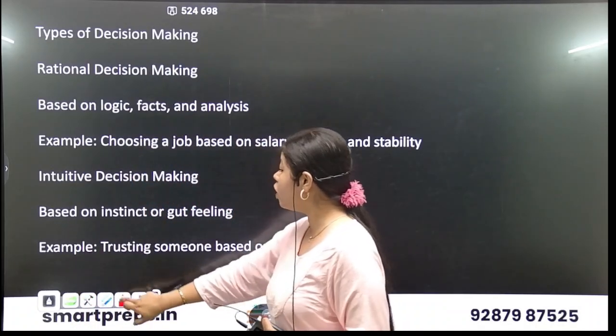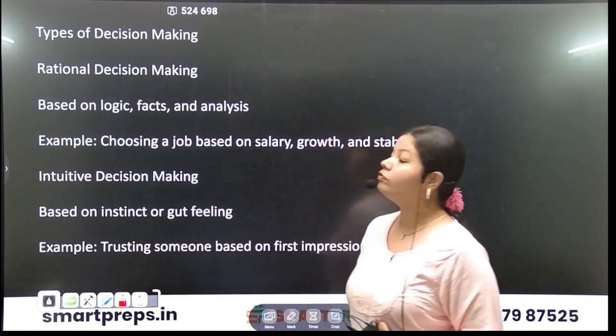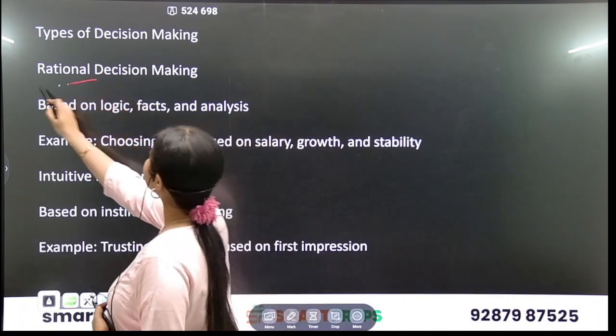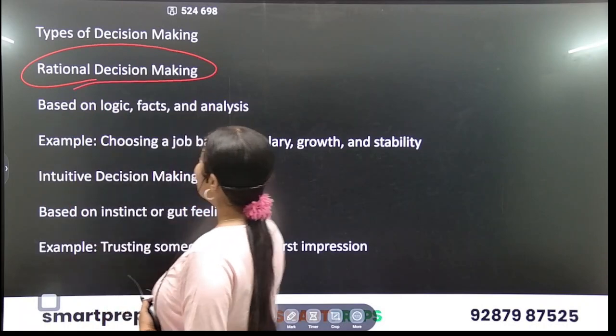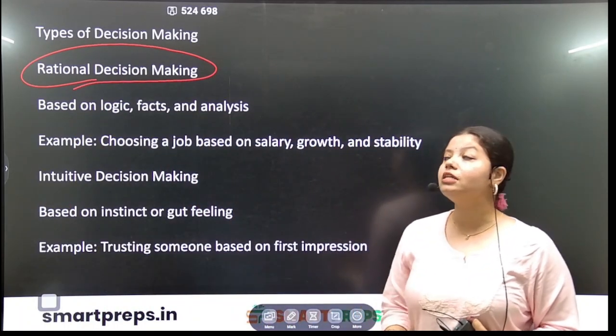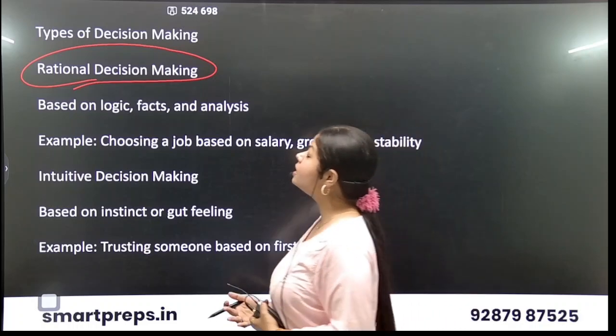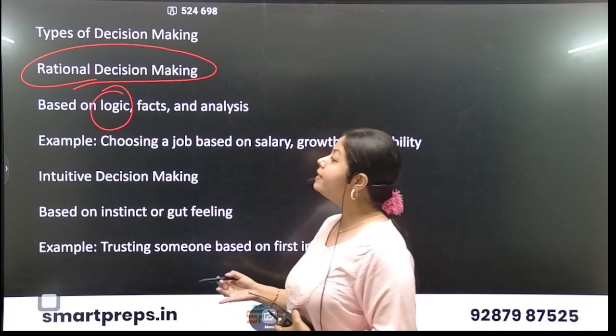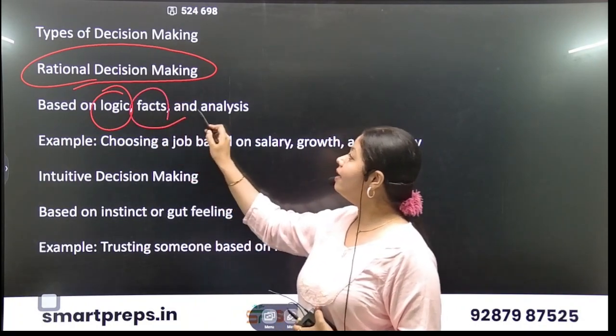Now let's move on to the various types of decision making. First is rational decision making. So what is rational decision making? Rational decision making is based on logic, based on facts and analysis.